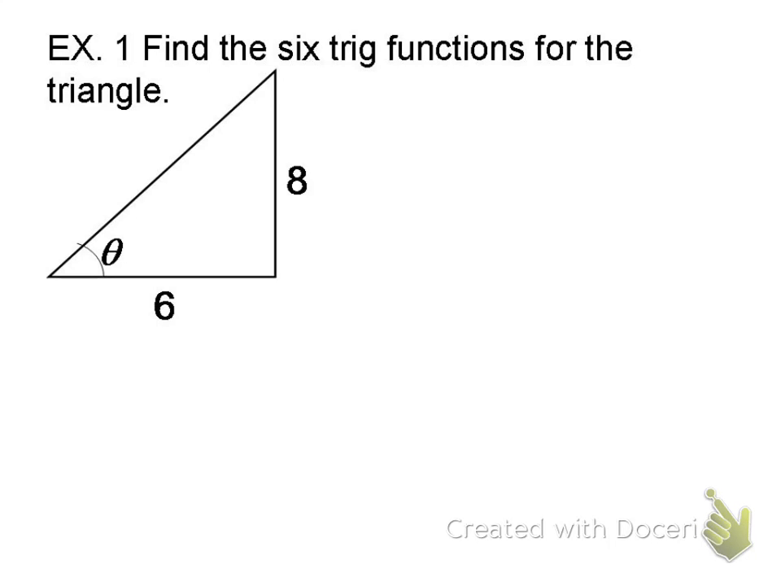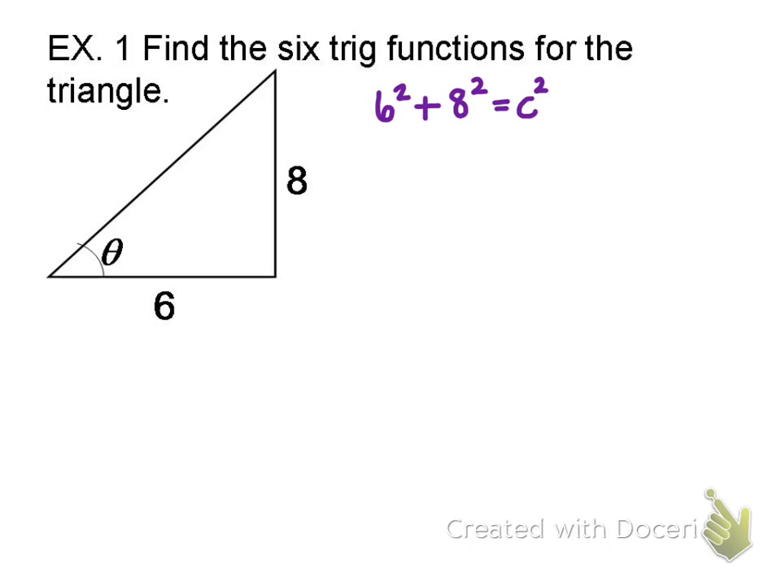Okay, these are the examples for section 4.3 on right triangle trigonometry. Example 1 wants us to find the 6 trig functions for the triangle. If you notice in this right triangle, we're only given 2 sides. We need to go ahead and solve for the hypotenuse first, so we're going to use the Pythagorean theorem.